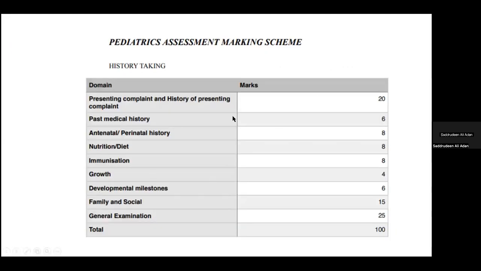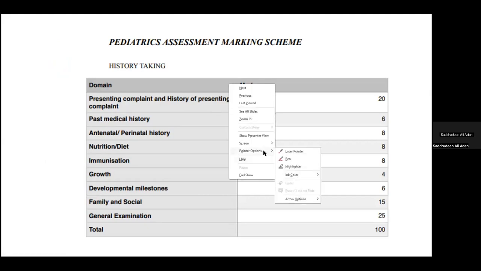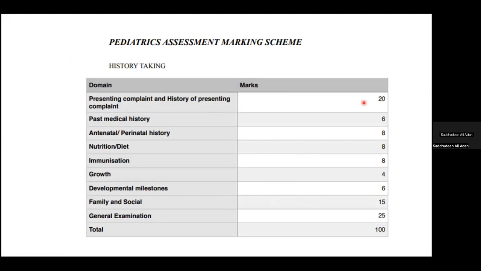So let me put a pointer. You can see in the presenting complaint in HPI, this is the marking scheme according to the PEDS department. It's 20 marks in HPI. The rest are 6 marks, 8 marks. You can see past medical is 6. ANC is quite important. Nutrition is important. Immunization is important. Growth is about 4 marks. Milestones is about 6 marks. Family social is quite important, 15 marks. And general examination, you can see, has the highest marks.